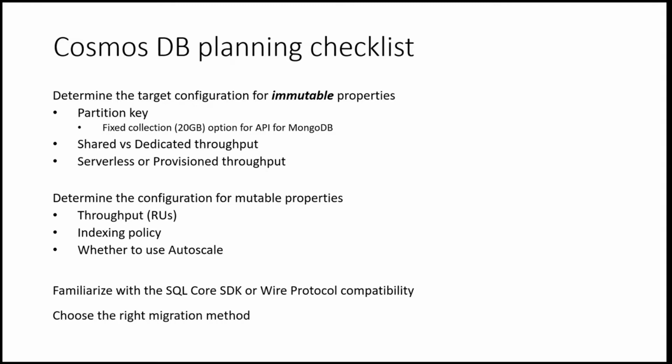You also need to familiarize yourself with the right SDK or wire protocol. So if you're migrating to Cosmos DB SQL API, then we have our first party SDK. Depending upon which language you are planning to use, do familiarize yourself with the SDK. That would be one part of planning as well. And if you're migrating to Cosmos DB API for MongoDB, then familiarize yourself with the wire protocol, because that is a document that lists which syntaxes and features are supported, not supported in Cosmos DB for the different API versions that we have. So that's, again, a very important part.